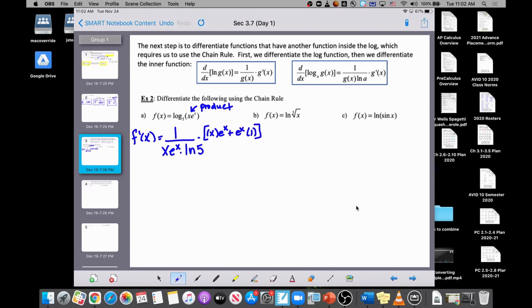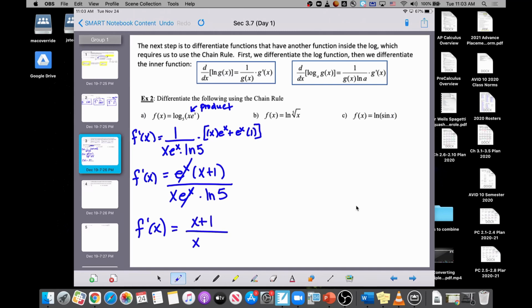And then I can clean this up a little bit. In my numerator, that product rule, both terms have e to the x. So I could certainly factor out an e to the x, and then I would have x plus 1. And then in my denominator, I have x e to the x times ln 5. And then I could cross out the e to the x term. So my final answer here will be f prime of x equals x plus 1 in my numerator and x ln 5 in my denominator.